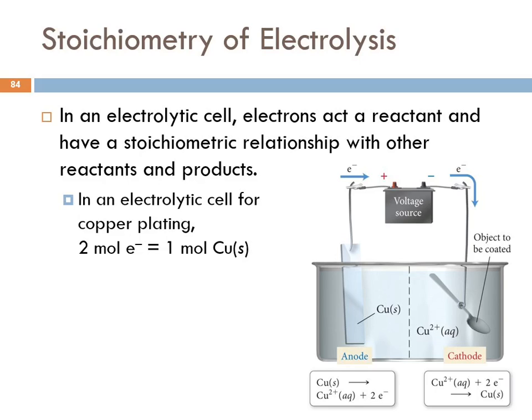So if we look at the copper plating here, the copper is oxidized to copper ion, and that involves 2 electrons. Those 2 electrons for every 1 copper atom run through the wire and come over here, and then 2 electrons are available down here to reduce the copper ion and plate it onto, it looks like a spoon.